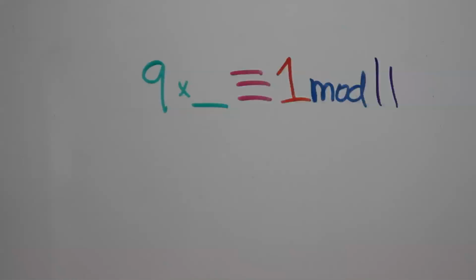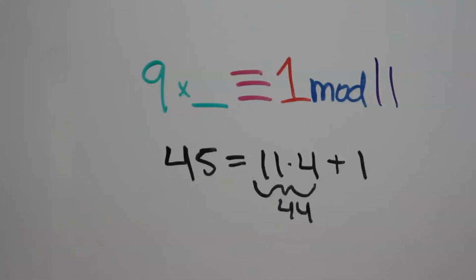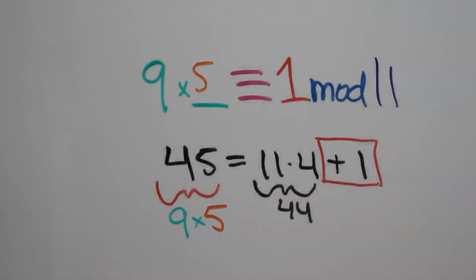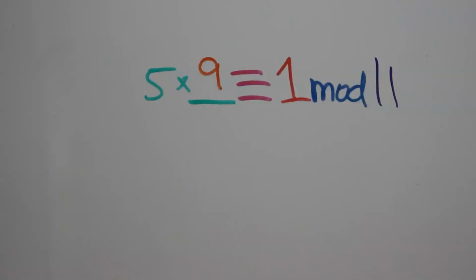Then we can look at mod 11. So 9 times blank is equivalent to 1 mod 11, and we see that 11 times 4 is 44, plus 1 equals 45. We see it broken down. 9 times 5 is going to be equivalent to that number there, so we have 44 plus 1 equals 45, and therefore 9's inverse is 5. That can also be expressed as 5's inverse is also 9. They're reciprocal in that way. So 5 times 9 is equivalent to 1 mod 11 as well. So 5's inverse is 9, and 9's inverse is 5.